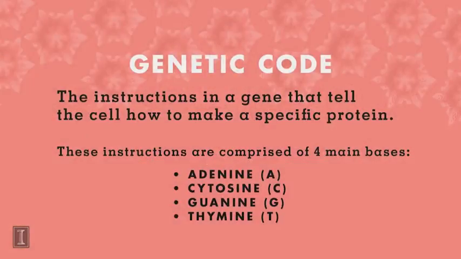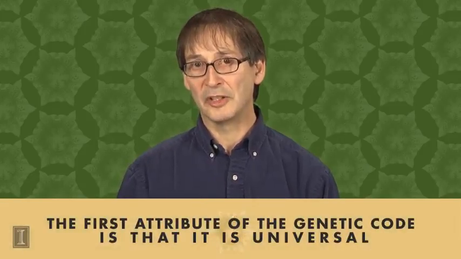That's how we can do genetic engineering, which you've doubtless heard about. We all have the same genetic code, so take genes from a jellyfish, stick them in you, you'll glow green. Isn't that great? You couldn't do that if we had different genetic codes. So that's the first attribute of the genetic code, that it's universal.